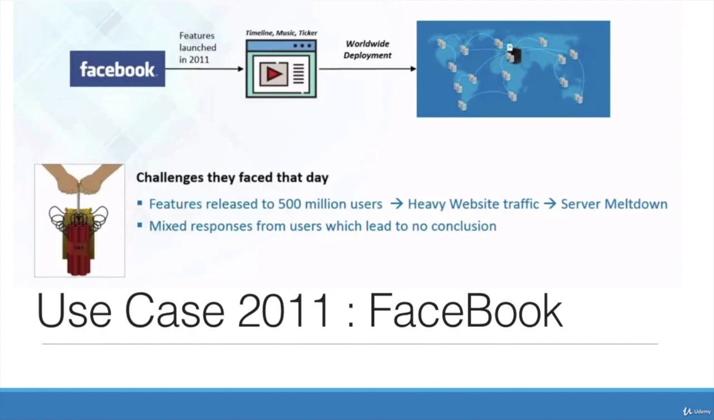They released some new interesting features on their website, which attracted heavy traffic on the Facebook servers, and as a result, the Facebook servers melted down. They stopped working, right? And when the servers stopped working, there was a delay in Facebook opening, and users experienced different kinds of issues. So they got a mixed response from the users, which led to no conclusion, because there was no way to remove these features. There was no way to come out of these kinds of situations, right?